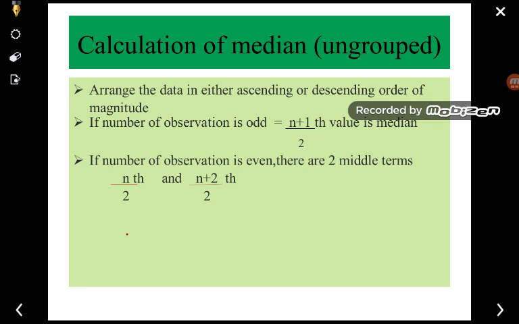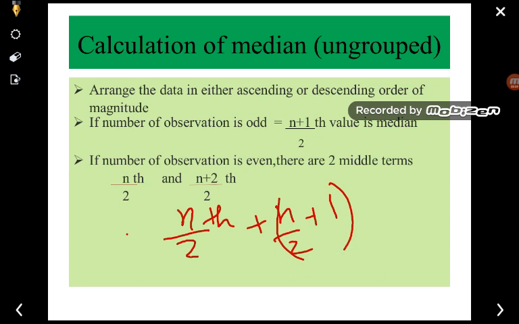And now if the number of observation is even, then the formula differs. Formula क्या है? n by 2th value and the n plus 2 by 2th value. Means what? The formula will be n by 2th value, and the next value, that is n by 2 plus 1 value. So you can easily write it down as n plus 2 by 2 value.